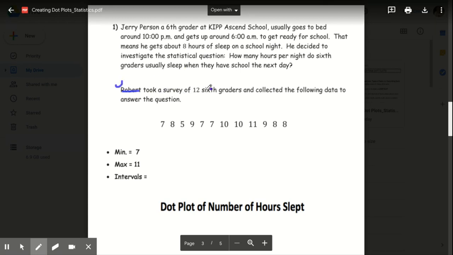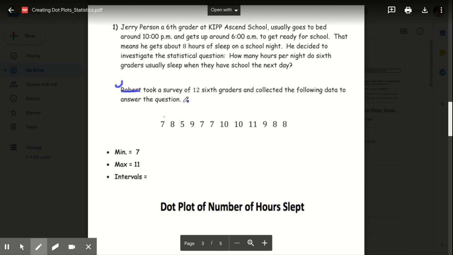Jerry took a survey of 12 6th graders. He's looking at 12 kids, and collected the following data to answer the question. So he observed 12 students. Let's look at this.